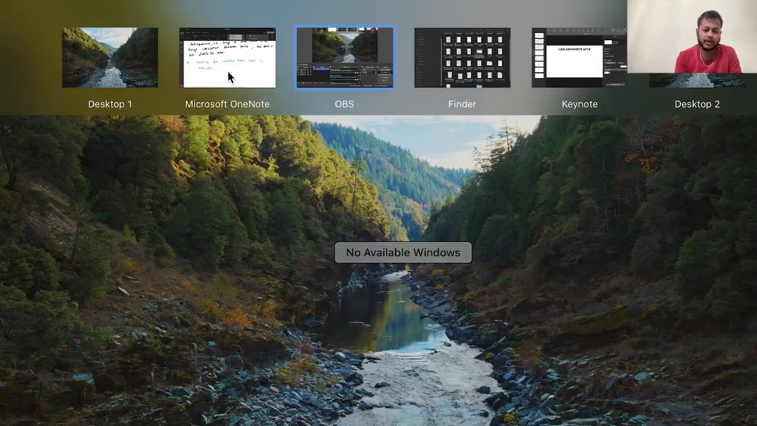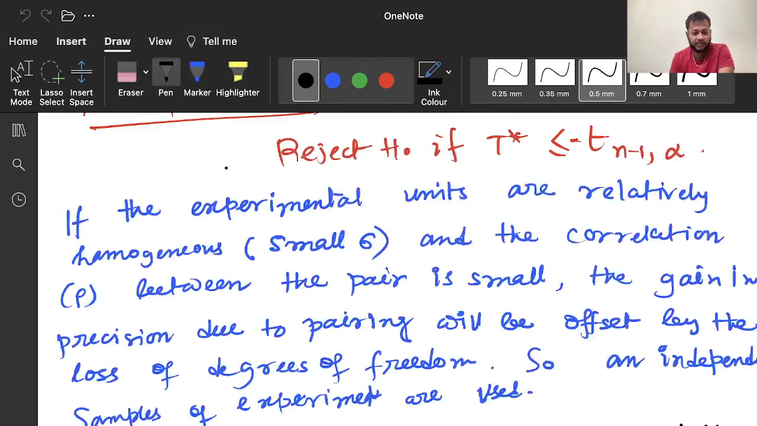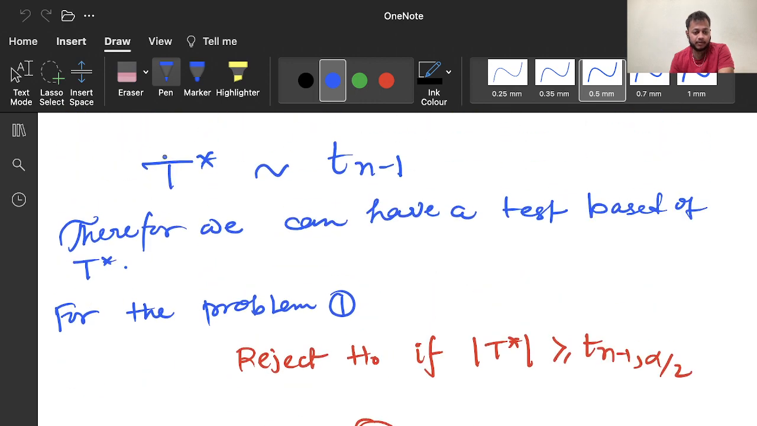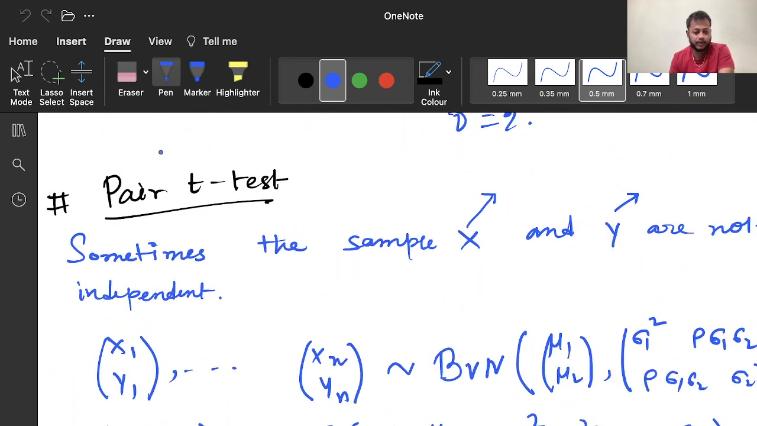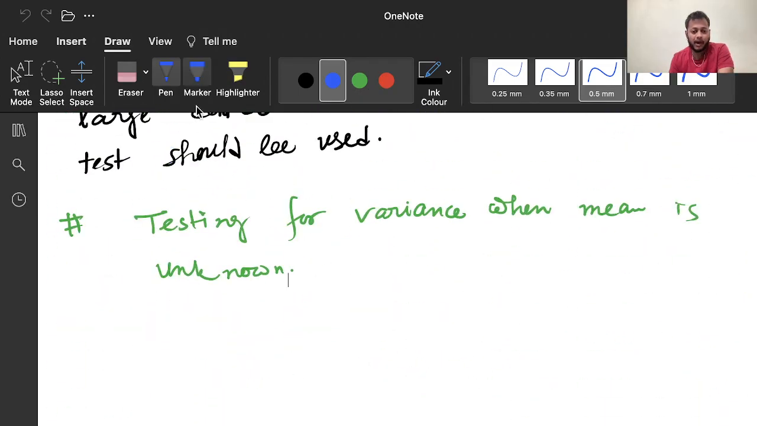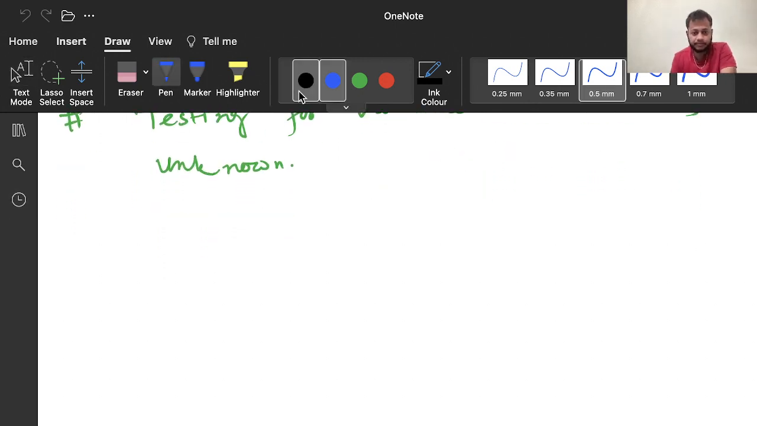So let's start lecture number 6. Here, as we previously saw, how one can conclude about the null hypothesis which deals with the standard deviation. Now we will see how to test the variance when the mean is unknown. So let's see it.